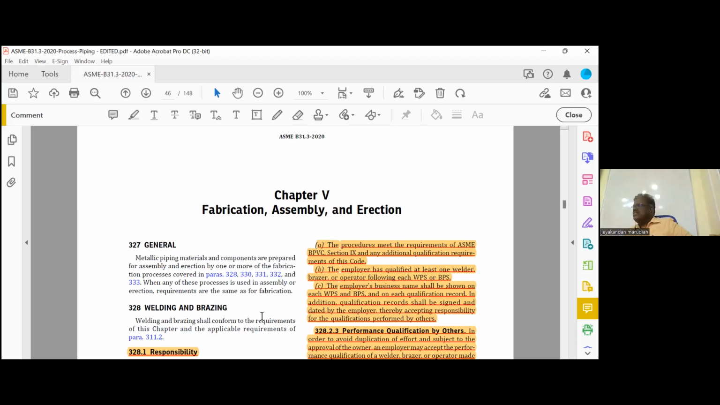But see, this is all codes. There is one more thing called owner specification. Owner specification has more value than the codes. It will be more stringent than the codes, so we have to follow owner specification. Suppose owner specification says you cannot use other companies' welders, you cannot use them, even if the code allows that. That's why they provided "acceptable to owner" everywhere.